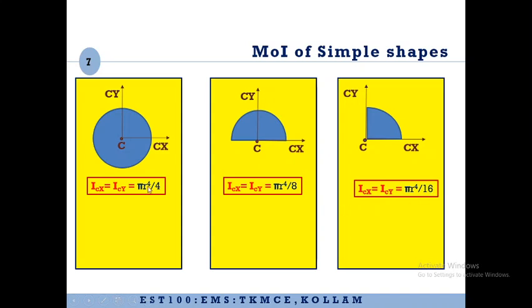So the only value that you have to remember is that of the circle, that is for a circle the moment of inertia about axis passing through the center is pi r raised to 4 by 4. Then that for the semicircle will be pi r raised to 4 by 8 and that for the quarter circle will be pi r raised to 4 by 16. What we have to remember here is the axis in all the three cases remains the same, that is axis passing through the center of the circle, axis passing through the center of the semicircle, axis passing through the center of the quarter circle.